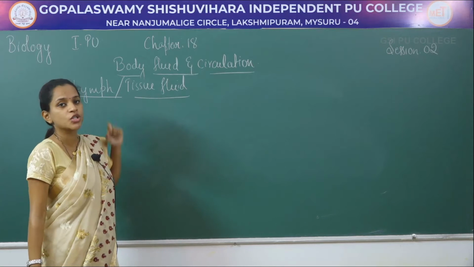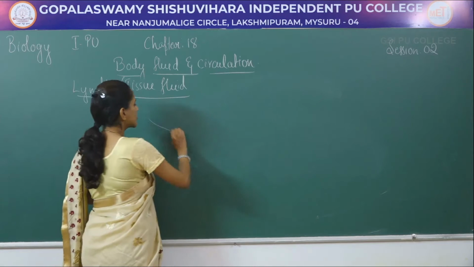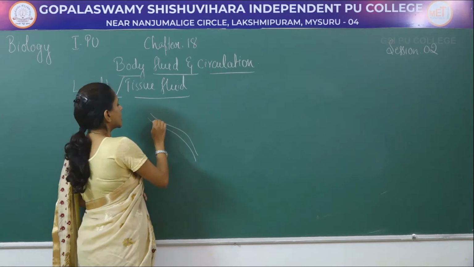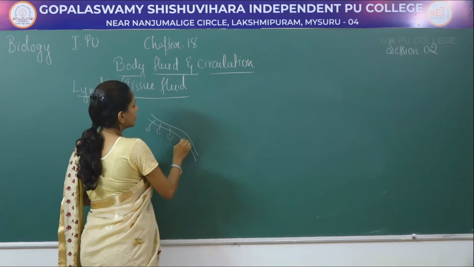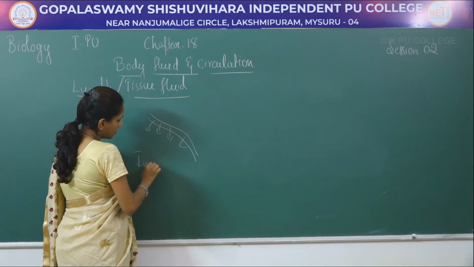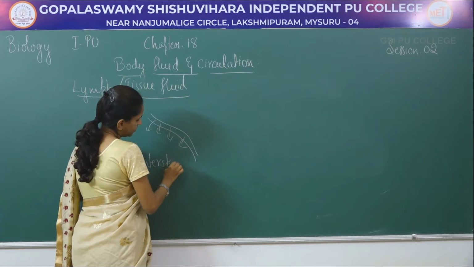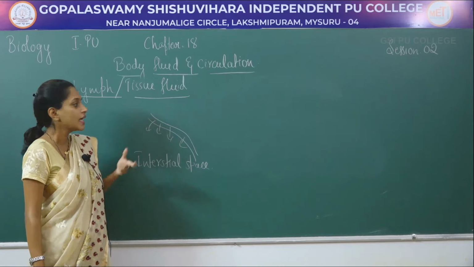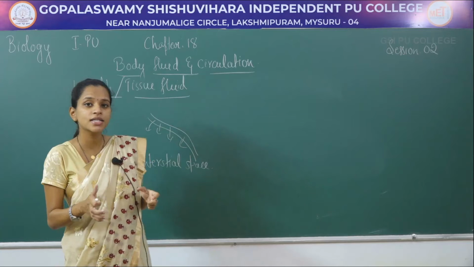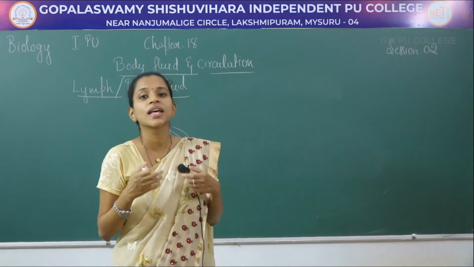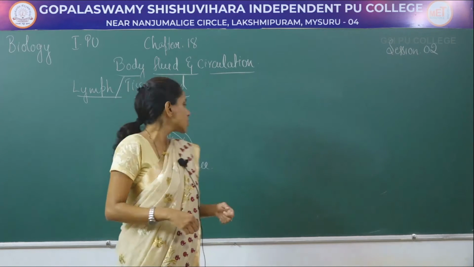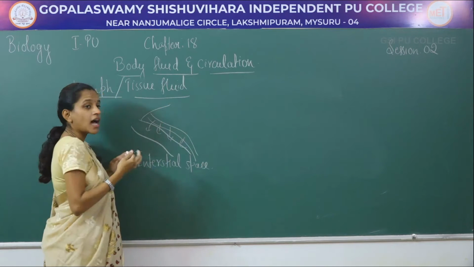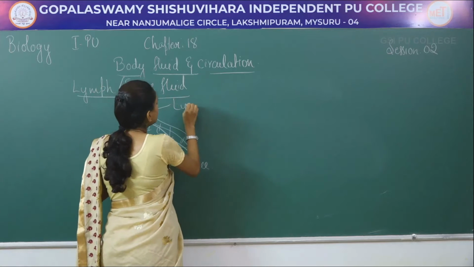When it comes to lymph or tissue fluid, when the blood passes through the capillaries, so if you imagine this is the capillary in the tissues, they will release some of the fluids into the interstitial space, which is termed interstitial fluid. This interstitial fluid consists of some blood cells as well as a few nutrients and gases. So this interstitial fluid gets collected in the larger vessel which is called lymphatic vessel.